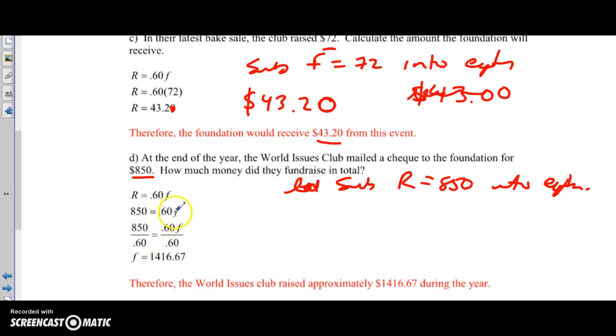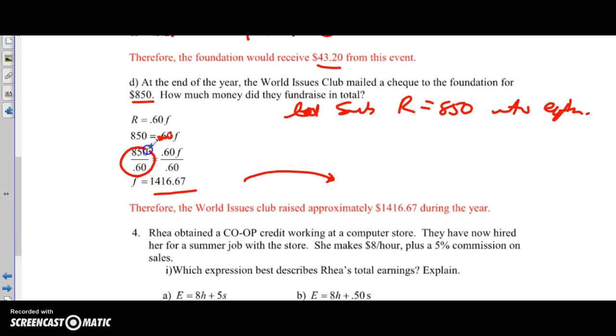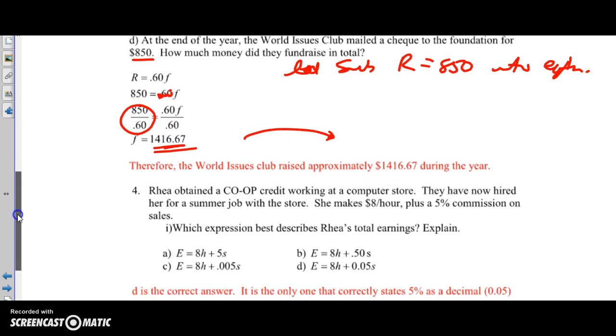And what you're going to do here is solve for F. So I want F by itself. How do I get rid of the 0.6? It's multiplying on this side, so it has to divide on the other side. I divide both sides, and I end up with this. So divide to get rid of multiplying, and when you divide by a number less than 1, your number is going to get bigger. So 850 divided by 0.60 is 1416.67. Round properly, like I said.